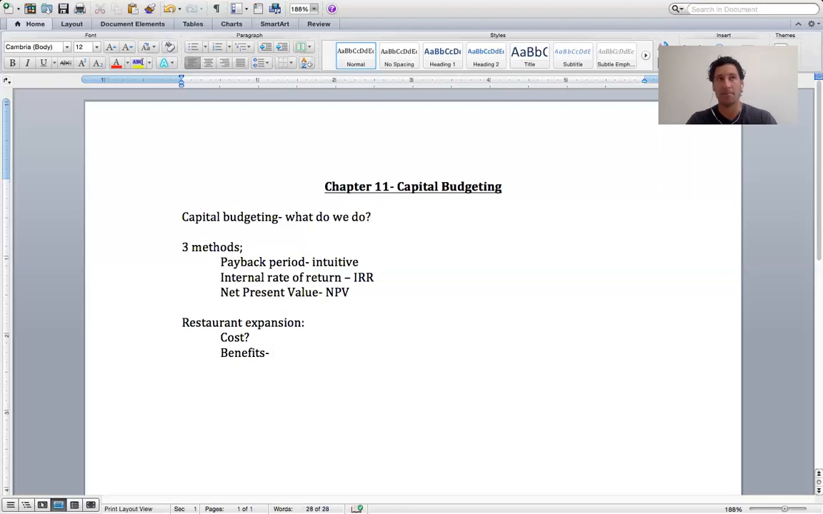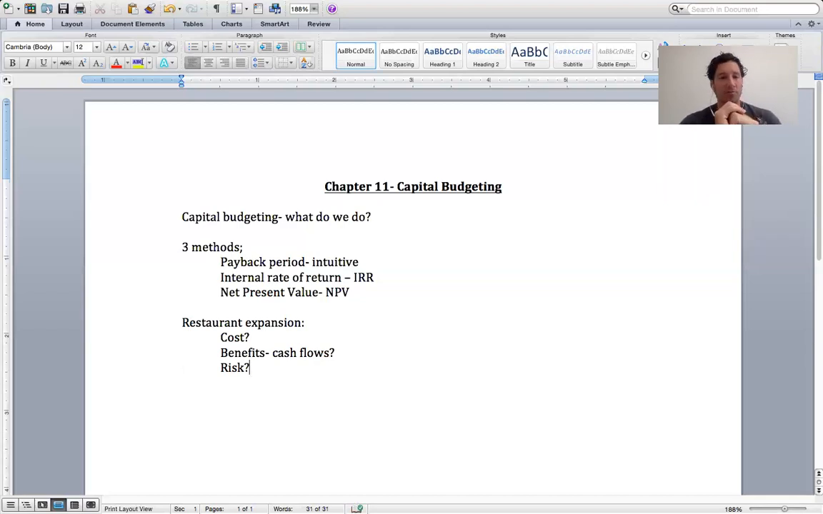We need to know what are the benefits. Specifically, how are we going to make money on this later? Is it worth it? So will we have future cash flows because of this? And we'd like to know what's the risk involved in all of this.